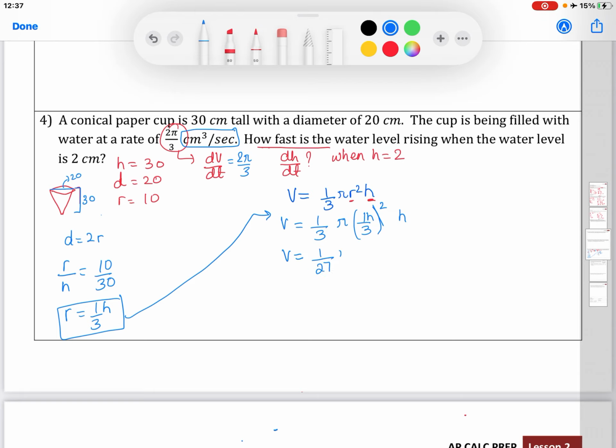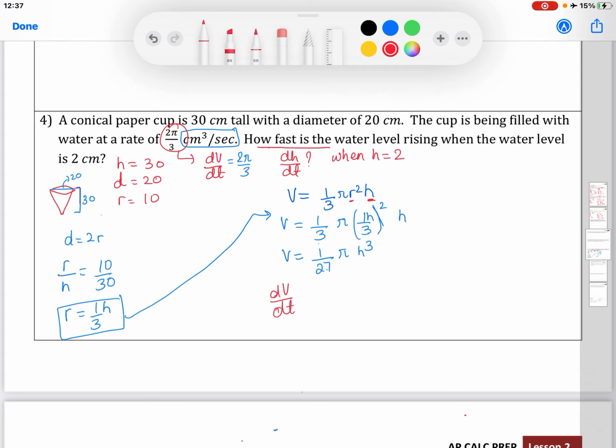If I simplify this, I will get 1 over 27 pi H cubed. Do we all agree? Because 1 cubed is 1, H to the second power is H squared, and 3 squared is 9, 9 times 3 is 27. That's how I got that. And H squared times H gives me H cubed.